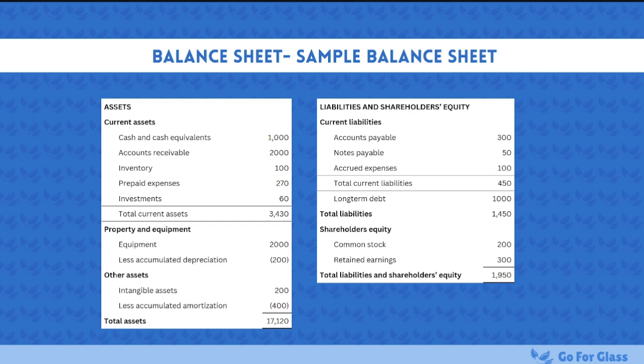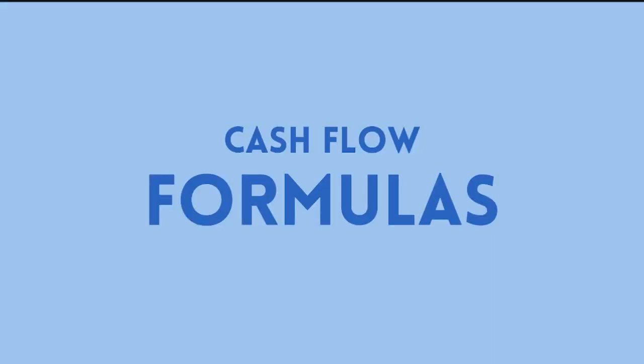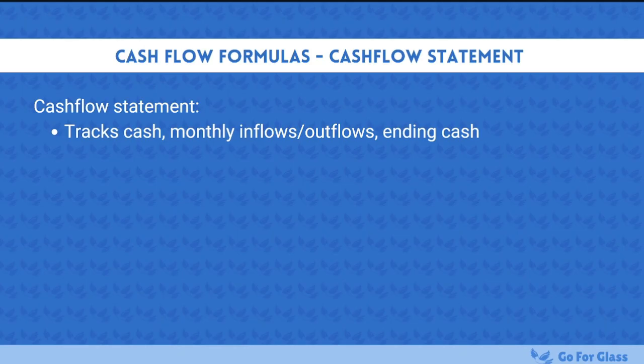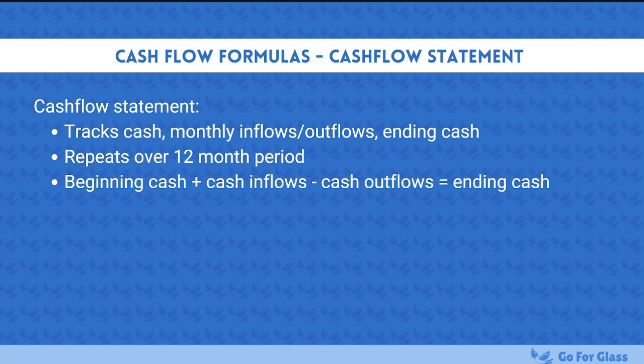Next, we'll be talking about cash flow formulas. A cash flow statement is a financial projection that outlines how much money enters and leaves your business each month. It tracks beginning cash, monthly inflows, monthly outflows, and ending cash. The process repeats across a 12-month period, creating a rolling projection of your financial position. Use this formula to structure your monthly entries.